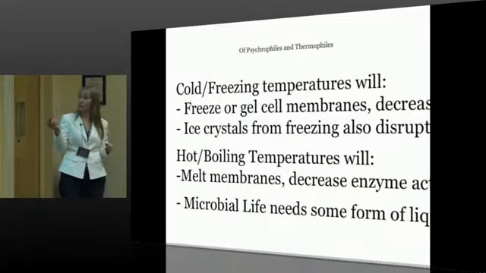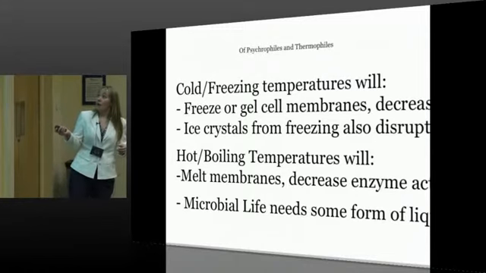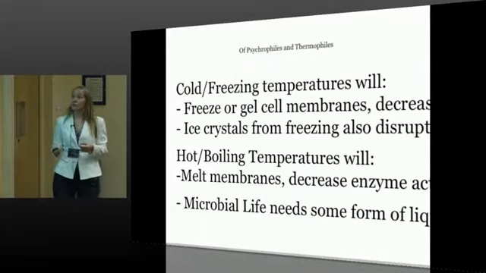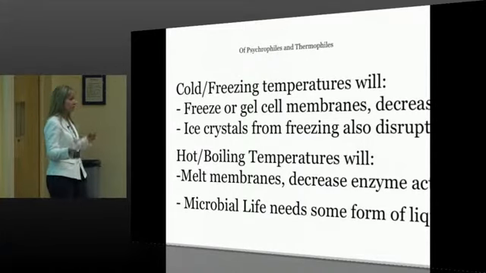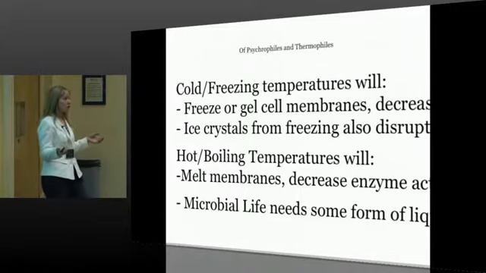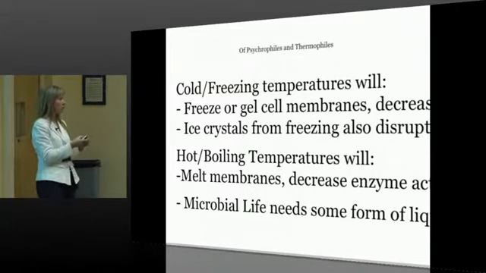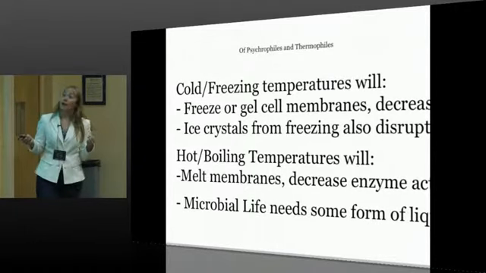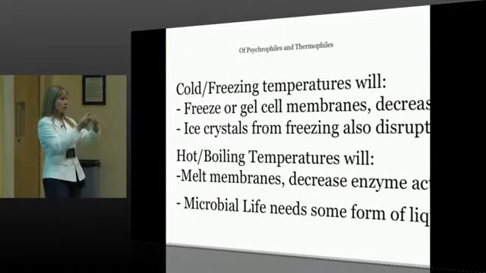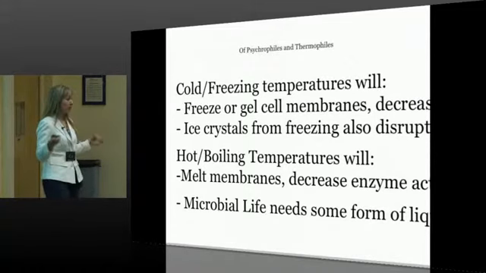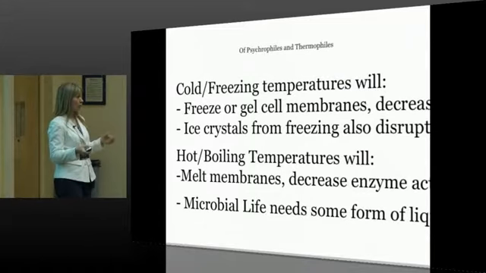So things drop off. Cold or freezing temperatures will do a ton of things that aren't so good for the cells. They'll freeze your cell membranes, cause gelling, and decrease your enzyme activity. A lot of the time your DNA needs to pull apart for DNA replication or RNA transcription, and it won't do that just because the temperatures are too cold. You can also get ice crystals forming that disrupt your cellular membrane at these cold temperatures.